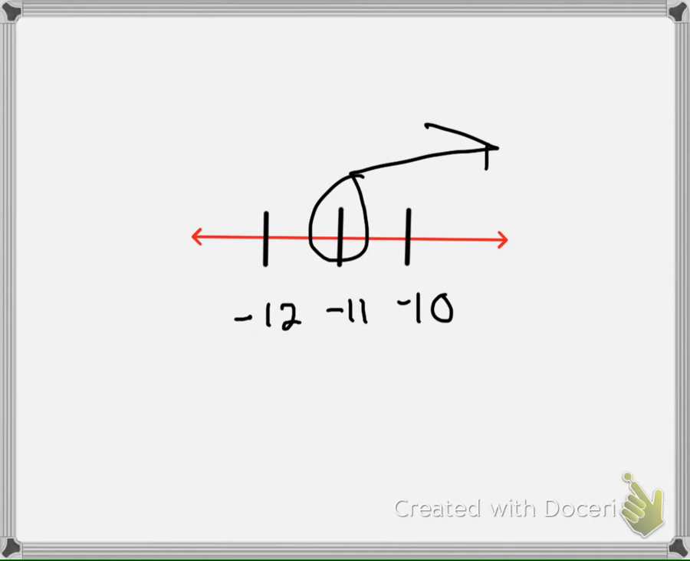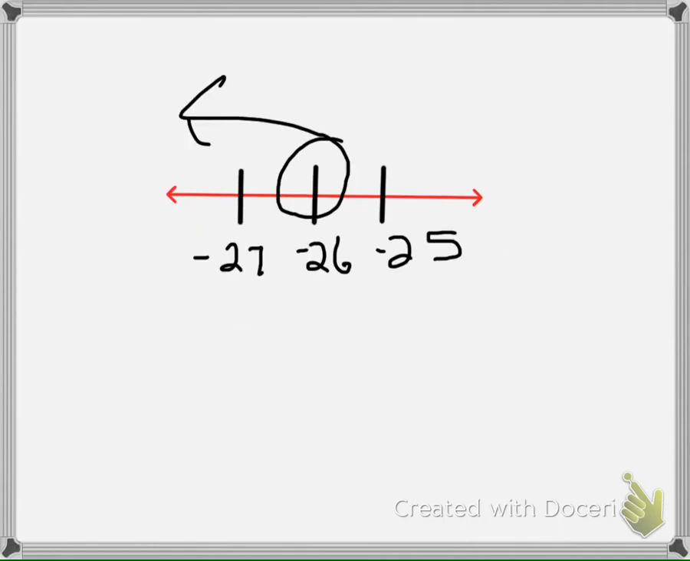How about this one? Go ahead and write it down. Negative 12, negative 11, negative 10. Okay, face your numbers this way. And what does that mean? Well, we've got the x, we have the negative 11. All of these numbers are bigger than negative 11, so greater than. I did not put an equal to sign under here because this is not filled in. X is greater than negative 11.